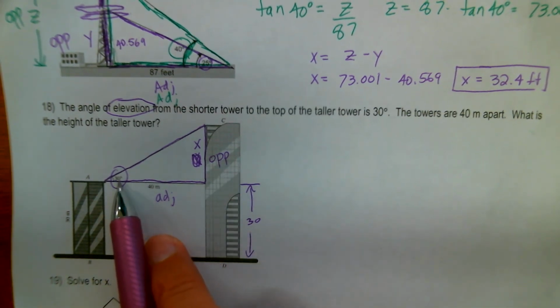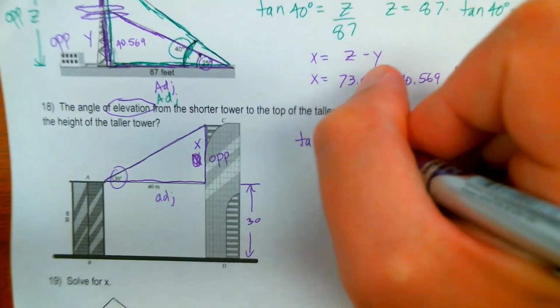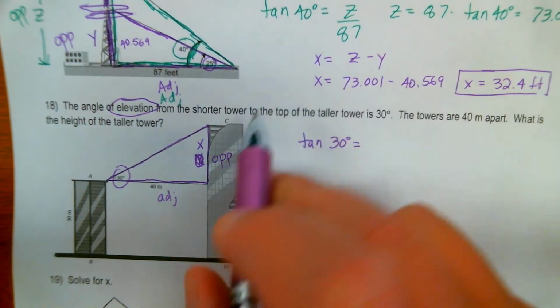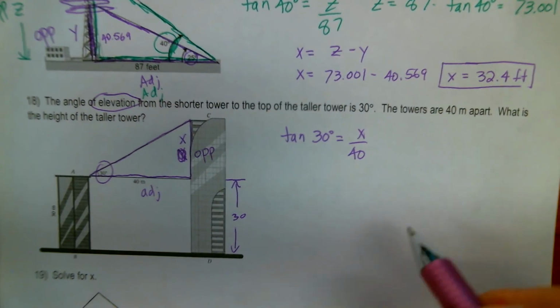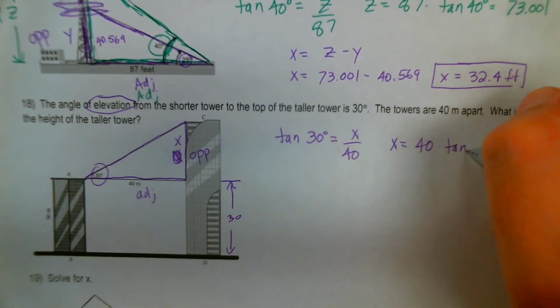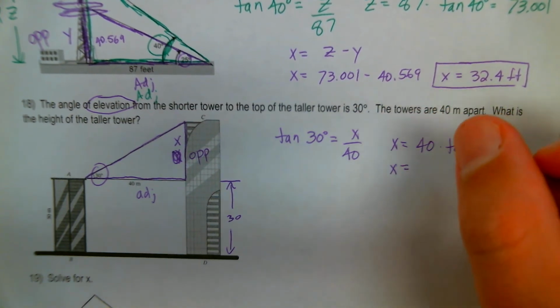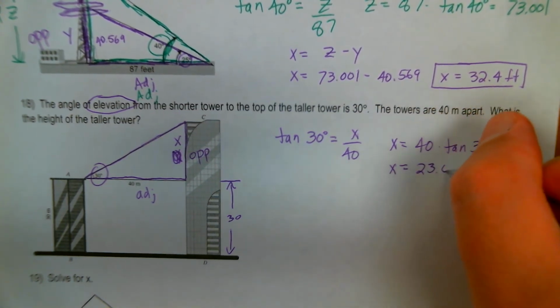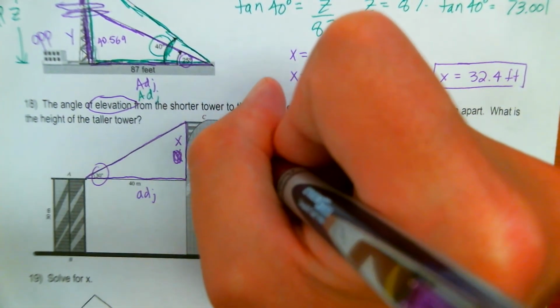Am I solving for an angle? Nope. I'm solving for a side, so that's regular. Tangent of my angle, tangent of 30 degrees, is equal to opposite over adjacent. So once again, the variable's in the top, so I'll multiply those two. So that's going to be 40 times the tangent of 30. Okay, so you plug that into your calculator. That comes out to be 23.09. So this piece is 23.09.